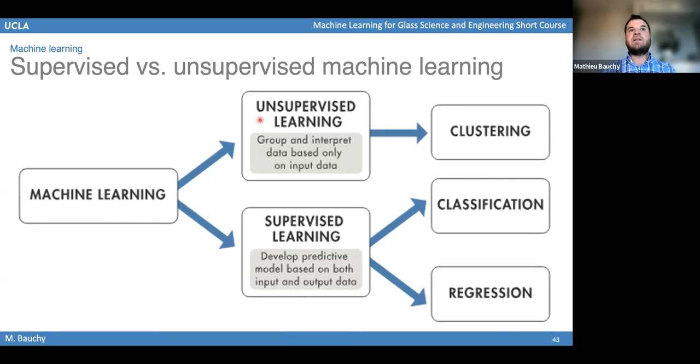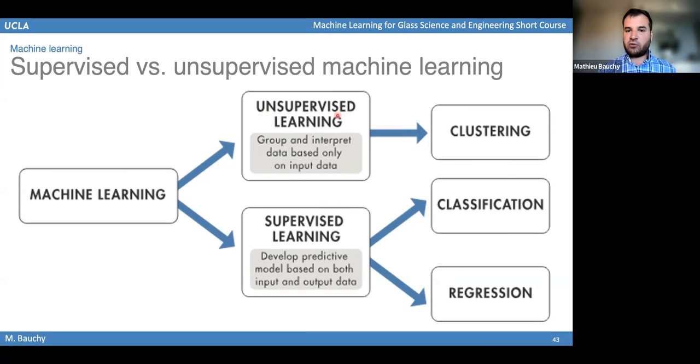So if you have data that do not have any label, that is to say, for example, just a list of thousands of glass compositions with nothing else, one aspect of what you can do with machine learning is to consider those data and try to group them into groups of similar data. And in that case, that's something that would be an unsupervised learning case. You don't have any label for those glasses. You just take those glass compositions, and you just try to group them into groups of glasses that look similar to each other.